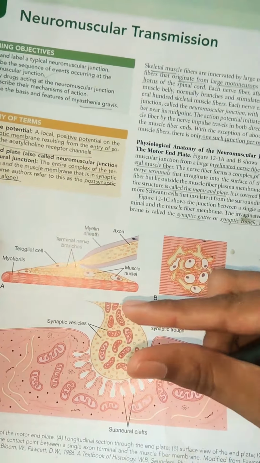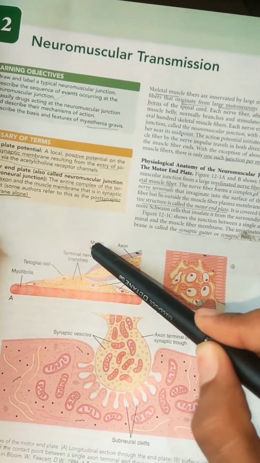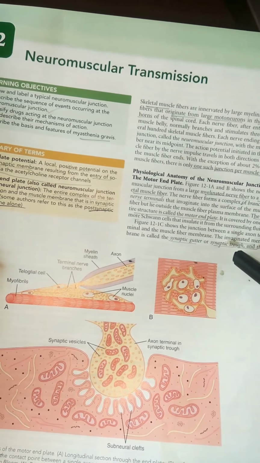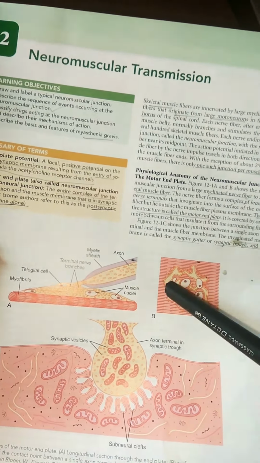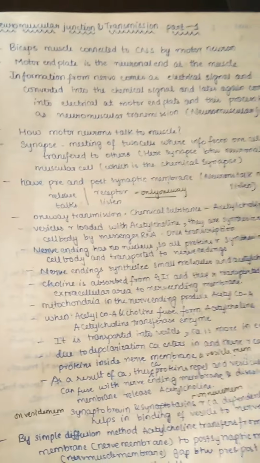So this is electrical, chemical, again electrical. Always remember, the signal traveling along the nerve fiber is electrical, and from one neuron to another it is also by chemical signal passing, and from a neuron to a muscle also by a chemical substance such as acetylcholine. So this is the neuromuscular junction.